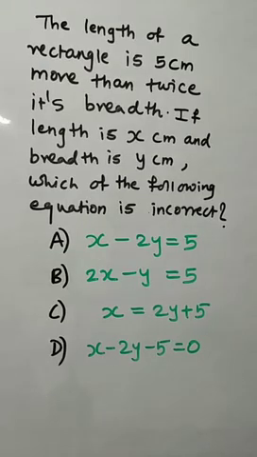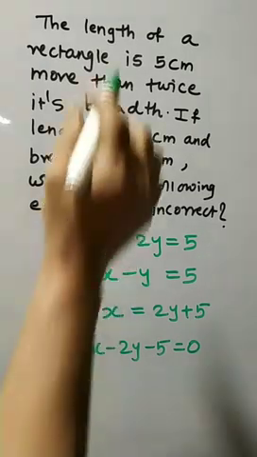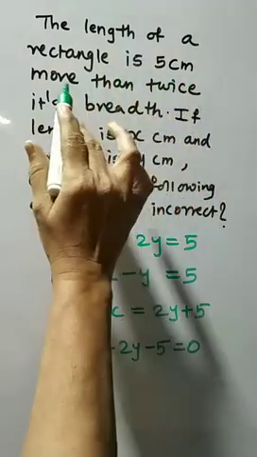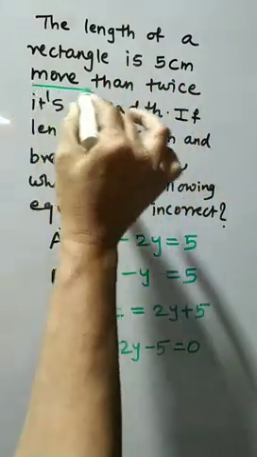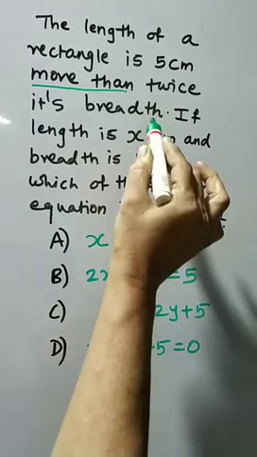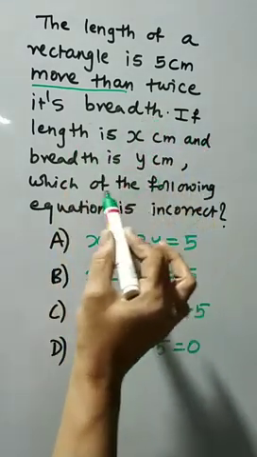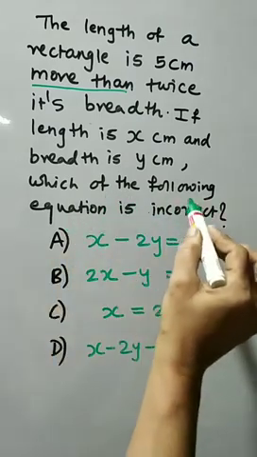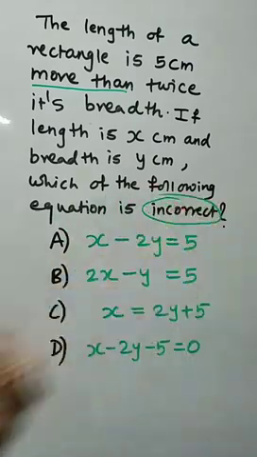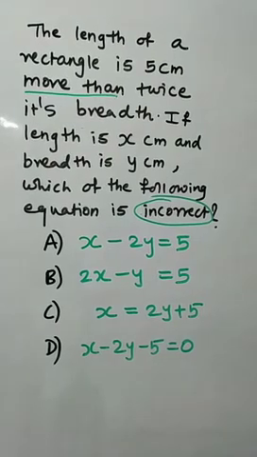Now take a look at this question. The length of a rectangle is 5 centimeter more than twice its breadth. If length is x and breadth is y centimeter, which of the following equations is incorrect? So you have to find which is not correct.